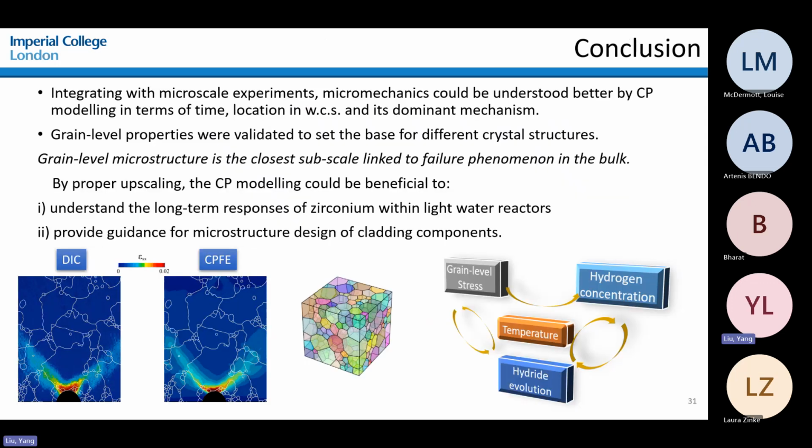So in conclusion, integrating with the microscale experiments, the micromechanics would be very valuable to understanding what is actually happening, by incorporating both experiments and modeling in the same location. And then the historical change and also the heterogeneous distributions of the material would be predicted relatively well, and we can understand its dominant mechanism in the material.